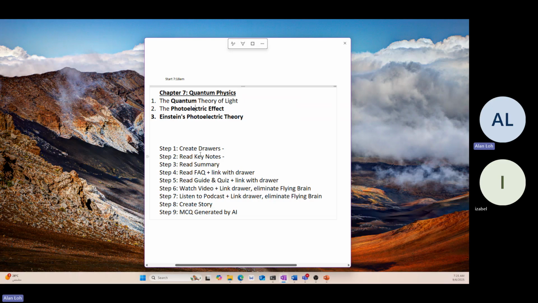In the next step, we will go to read keynotes. Let's label it done. Give me 10 seconds. I'll just get my water, else I'll be coughing throughout this session.